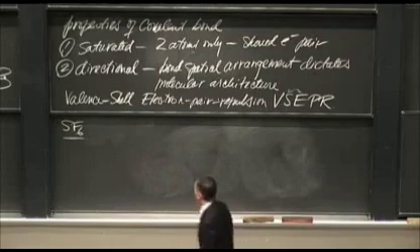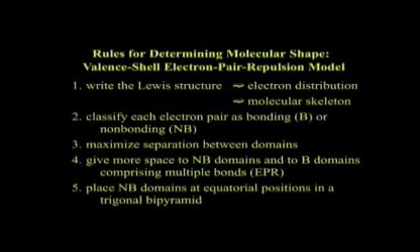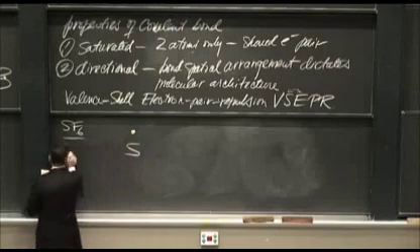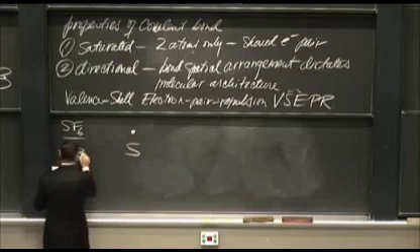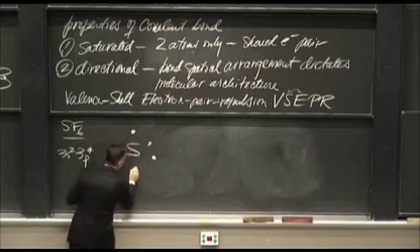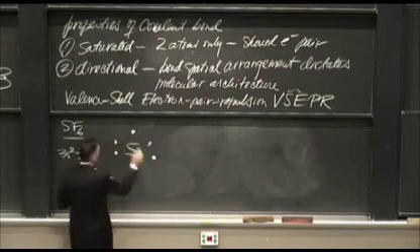Now, let's look at the Lewis structure of this thing, because that's the first thing we're supposed to do according to VSEPR. So I'm going to put sulfur here, and I know sulfur's got 3s2, 3p4. So it's got 6 valence electrons. So I'm going to put them symmetrically around the sulfur.